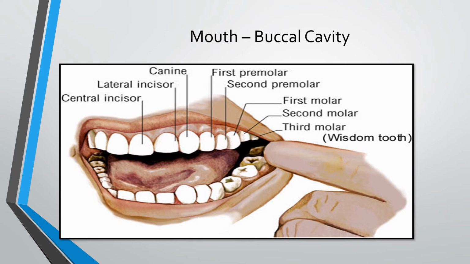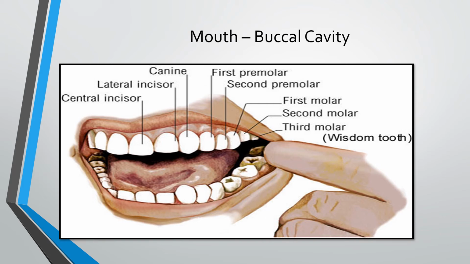Yes, here in this diagram you can see the mouth and buccal cavity very clearly. How many teeth do you have? 32. Yes, what is the number? 2, 1, 2, 3. Yes, what is 2? 2, 1, 2, 3 represents only half portion of the upper jaw, or we can say half portion of the lower jaw. Yes, 8, 8, 8, 8.